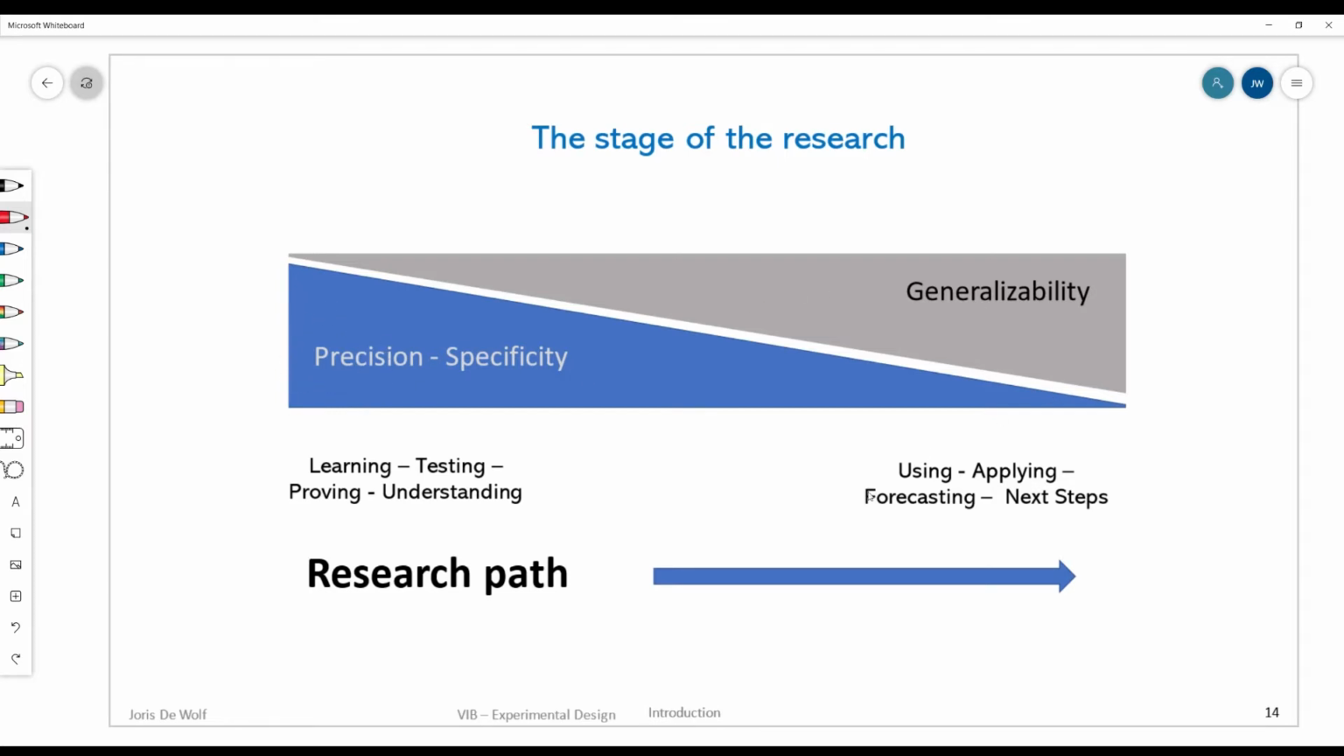Later on in your research, you would like to apply that learning in a more general context. So you want to have a more general situation in your experiment as well. So despite the fact that it may look like you're doing experiments on the same sort of topic, with the same sort of measurement, with the same sort of units that you are observing, depending on where you are on this research path, it may lead to a very different experiment.